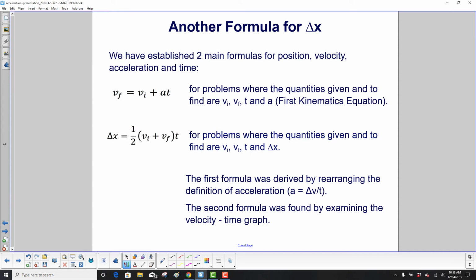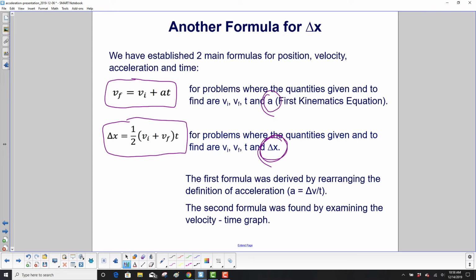We've established two main formulas for position, velocity, acceleration, and time. Got this guy here, which is so important, it's been renamed the first kinematics equation, and that's where the quantities given and to find are v initial, v final, time, and acceleration. Then we just came up with the second one, and we use this where the quantities given and to find are v initial, v final, t, and delta x. Okay? First one was a, now we have delta x.